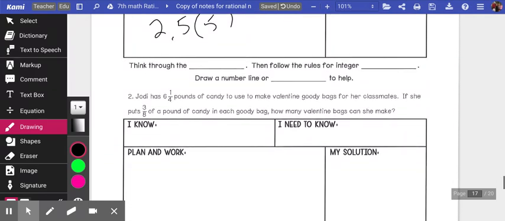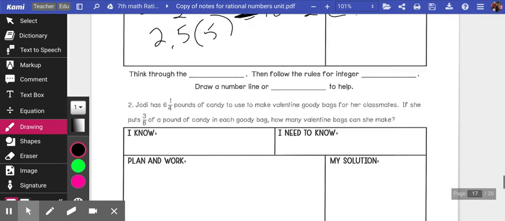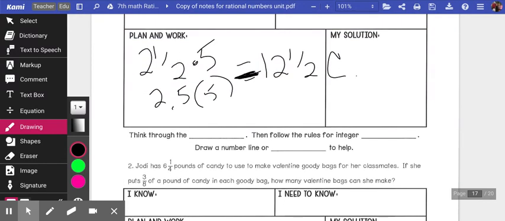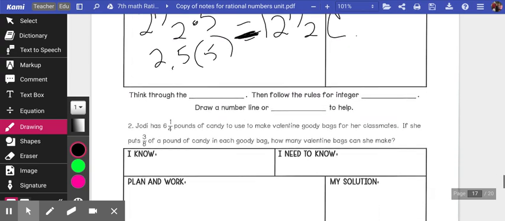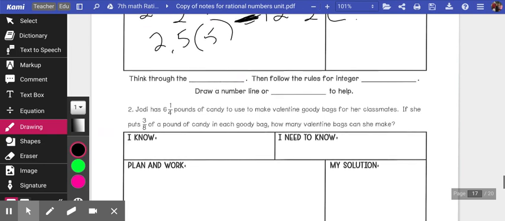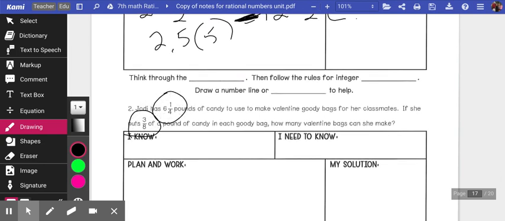So Jody has 6 1/4 pounds of candy to use. So remember, if you don't know what the decimal is of that, then you can do 1 divided by 4. If she puts 3/8 of a pound of candy in each goodie bag, how many Valentine bags can she make? So we want to know the number of bags. So we have 6 1/4 pounds of candy, and we're going to divide that by 3/8 because she's putting 3/8 of a pound in each goodie bag.